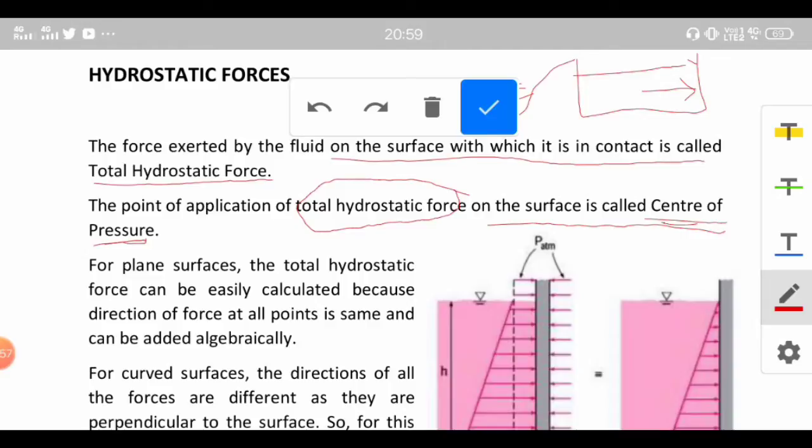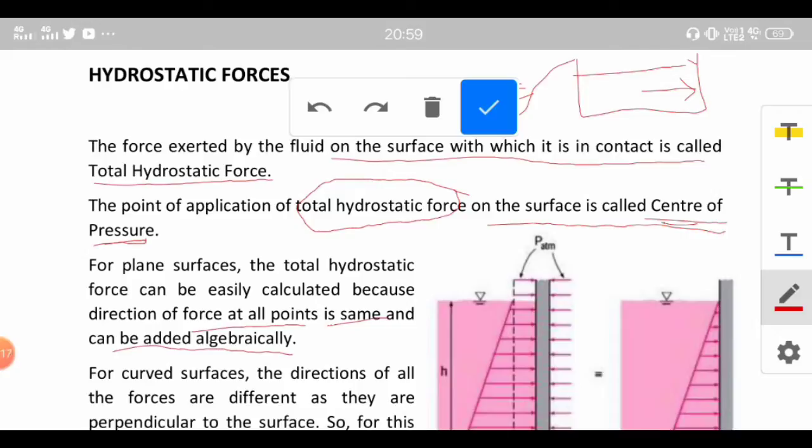For plane surfaces, the total hydrostatic force can be easily calculated because the direction of forces at all points is the same and can be added algebraically.